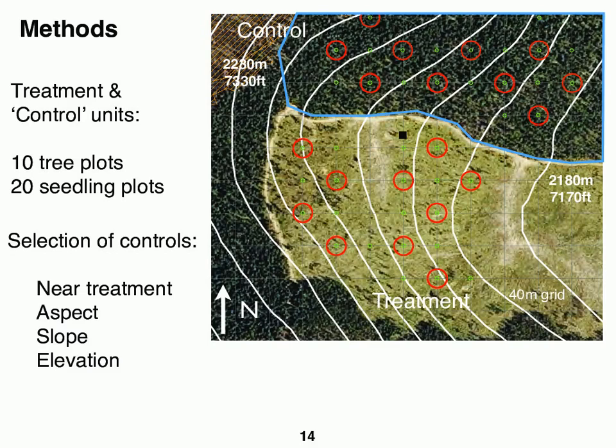I don't know in what ways these areas might have been different, so that is a caveat. But anyway, it's pretty good. It's the best we've got. So 10 tree plots where I sampled all trees, all whitebark trees that are there, including dead ones, and then seedling plots, 20 seedling plots within, and that was to get a bigger area. I tried to select controls that were on the same aspect. They were at similar elevation, as close as possible to the actual treatment so that I minimize differences.